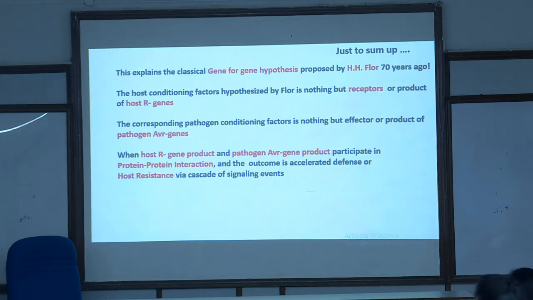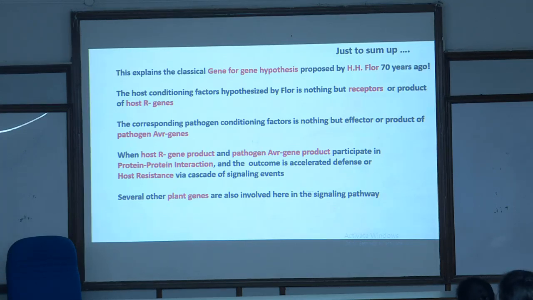The mutation has taken place on the pathogen side. So the outcome is accelerated defense, or host resistance, via a cascade of signaling events, which I already told you, a different series of events. There are a number of other genes also participating in that particular event, and several other plant genes also participating in the whole event. It's not only the R protein and the effector protein that interact. Of course, they start the reaction, but it is guided by so many other genes from the plant side, okay?